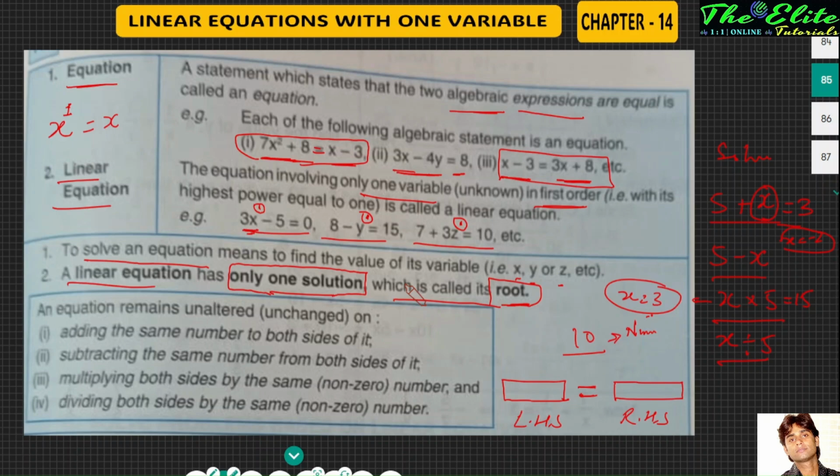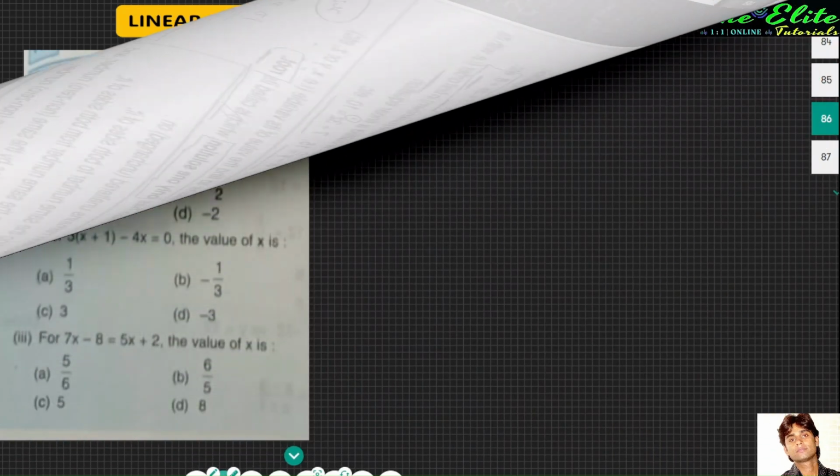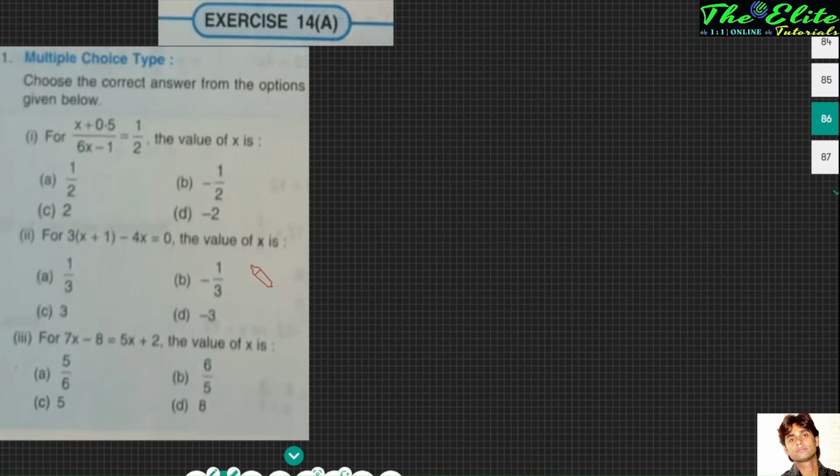Now let's jump into solving the questions from the exercise. From exercise 14a, we have some multiple choice questions, but we should know how to solve and get the correct options. Because we cannot just go by fluke that this will be correct. I can see that this could be correct. If you go like that, you will lose your marks.